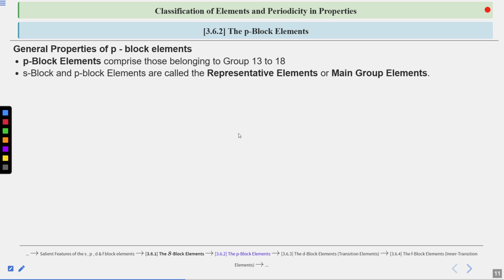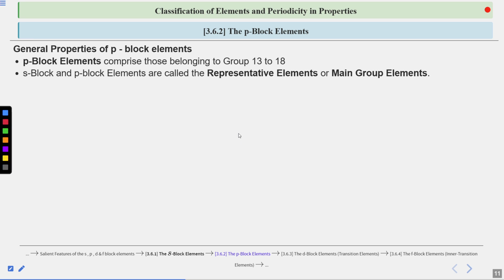So your P block element starts from group 13 and moves on to 18, right? Now in between these, some of the parts are removed. So we'll talk about them. What are those parts? So 13 to 18, right? So remember this thing. 1 and 2 belong to S block. 13 to 18 belong to the P block. And your S block and P block together are called as representative element or main group element. So you have seen this term multiple times, main group. So why are we saying it main group?